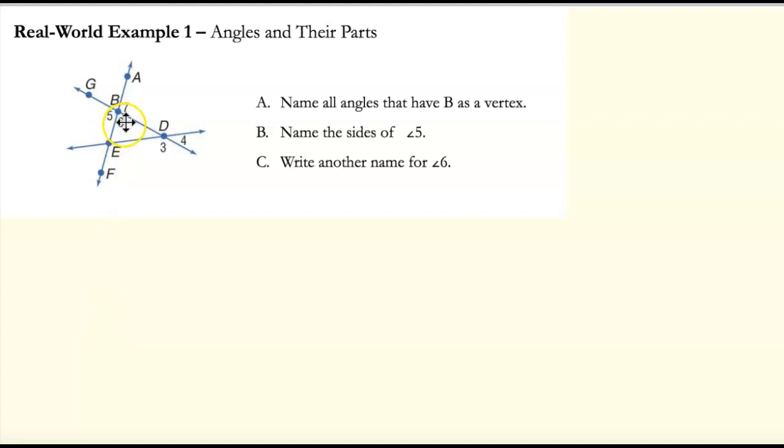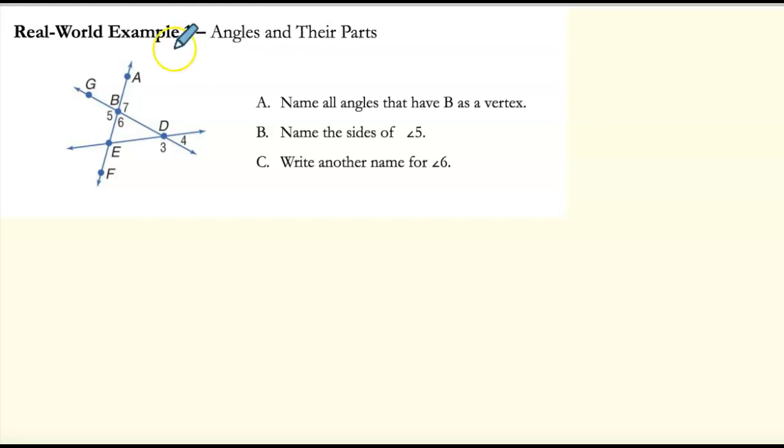So here we go. In the last slide we talked about how we can name an angle with one letter only if there's not more than one angle. So I want you to notice right here, B, there's an angle there, and there's an angle there. So therefore we cannot use just one letter. We would have to use two letters to refer to any angle in this case. So name the angles that have B as a vertex. Well, there's actually going to be 4 of them.